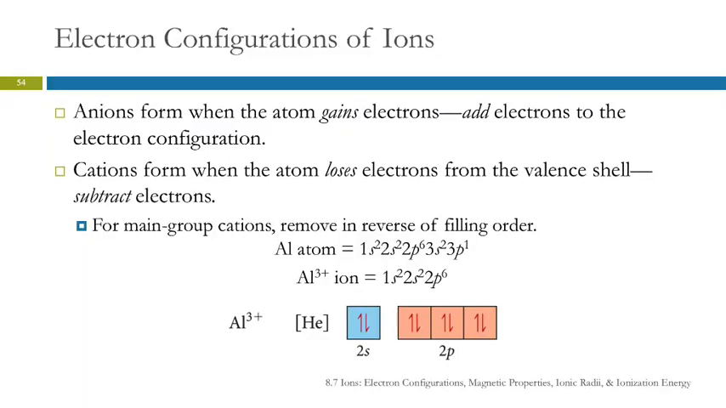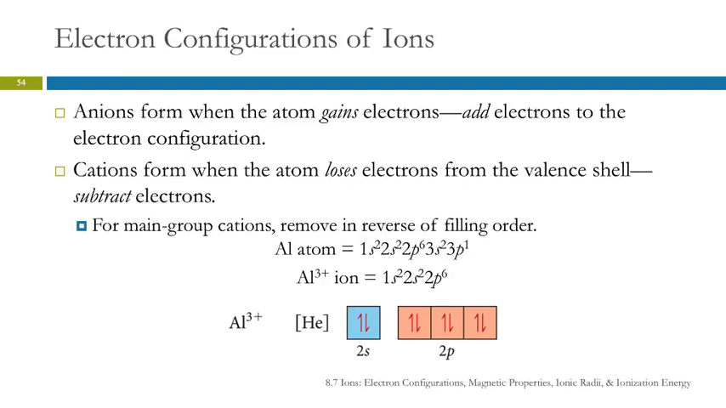So anions form when an atom gains electrons. And so to write an electron configuration for an anion, we're going to take the atom's electron configuration and add electrons. Cations form when an atom loses electrons. So adding the electrons for an anion is straightforward. You just add them in. For cations, it's a little bit trickier.